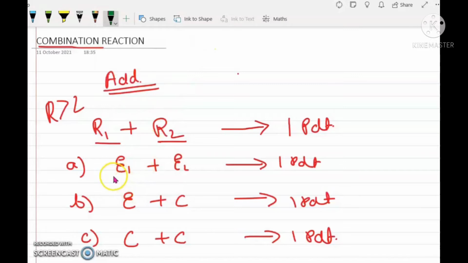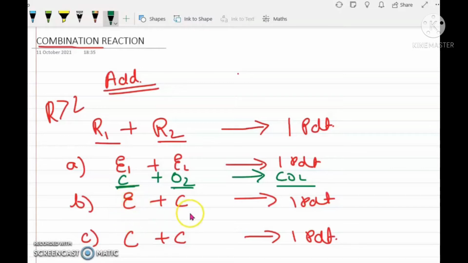Coming to this type of reaction where an element is combining with an element: in your NCERT itself, one case is given where carbon is combining with oxygen to give rise to carbon dioxide. So over here, the 2 elements are combining together to give you one product. So this is also a combination reaction.